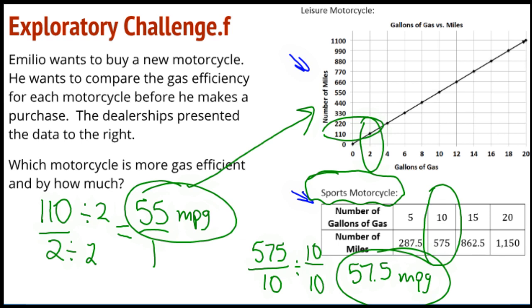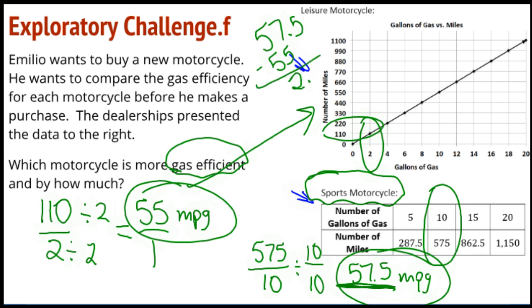And I can say then it is more gas efficient. I'm traveling farther on a gallon of gas. And I can say that it is more efficient by 2.5 miles per gallon. The difference here between the 57.5 and the 55 is 2.5 miles per gallon.